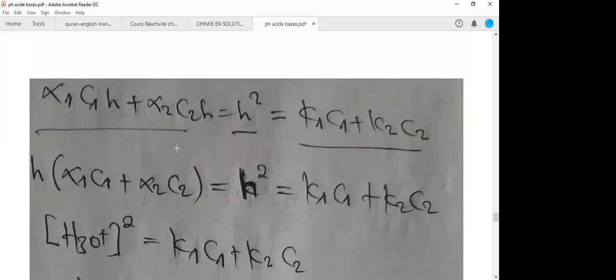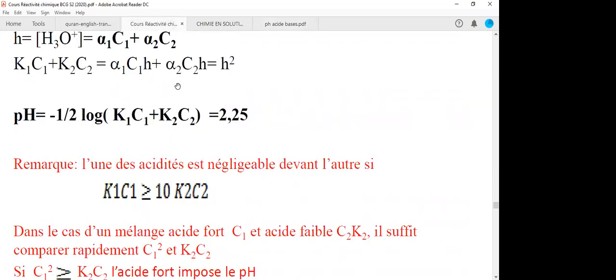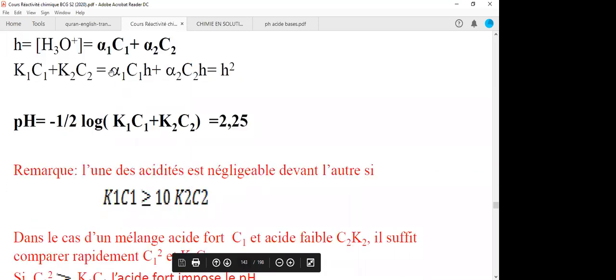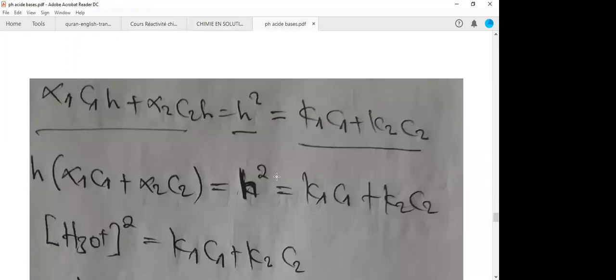So this is what we are looking at. We said that K1 times concentration 1 plus KD times concentration of D, as in K here, I mean the constant of acidity, this one times concentration plus this one times the concentration, will give alpha 1 concentration 1 times H plus alpha D concentration D times H, which is the same as H squared. So that's what we have here.